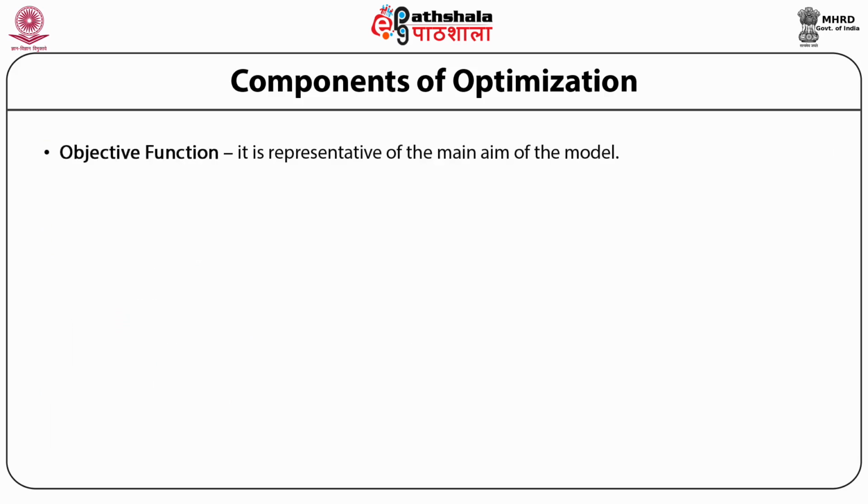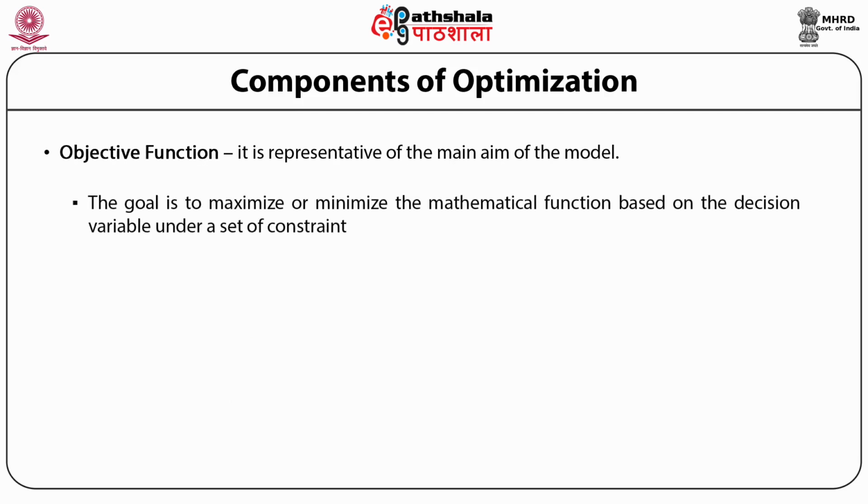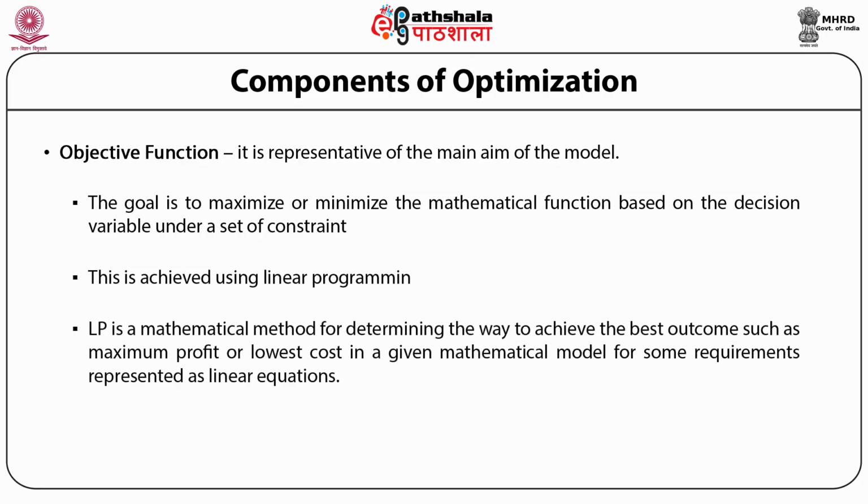Objective function. It is representative of the main aim of the model. The goal is to minimize or maximize the mathematical function based on the decision variable under a set of constraints. This is achieved through linear programming. Linear programming is a mathematical method for determining the way to achieve the best outcome, such as maximum profit or lowest cost in a given mathematical model for some requirements represented as linear equations.